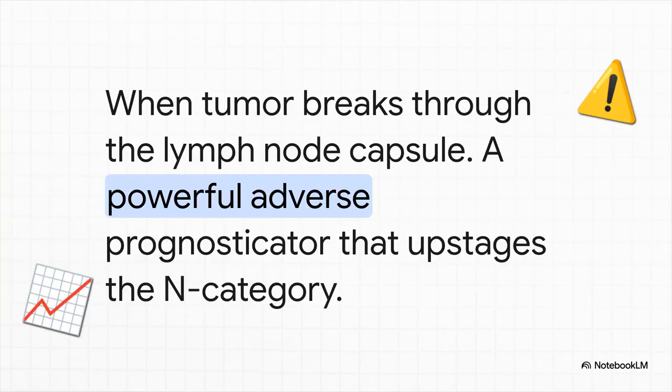Extranodal extension, or ENE. That's when the tumor has broken out of the lymph node capsule and started invading the fat around it. Finding ENE is a game changer. It's an incredibly powerful sign of a poor prognosis. It automatically kicks the N category up a notch and tells the clinicians this is a much more dangerous situation. You absolutely have to look for it.